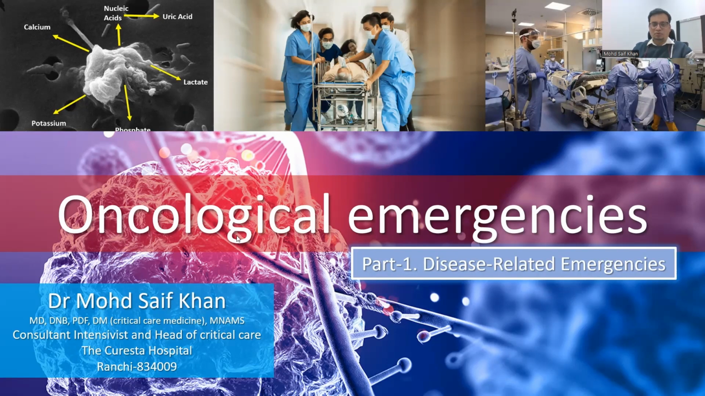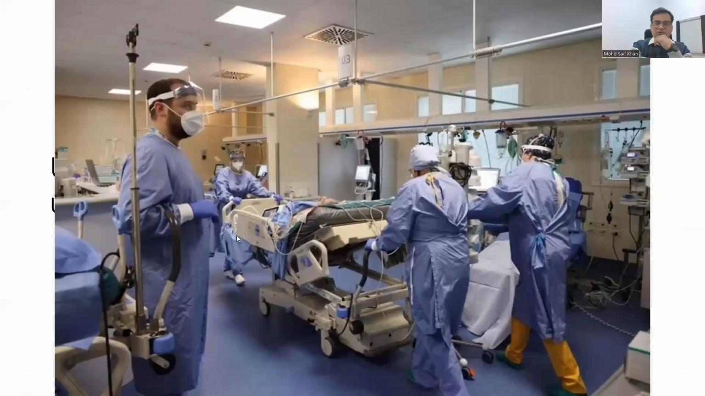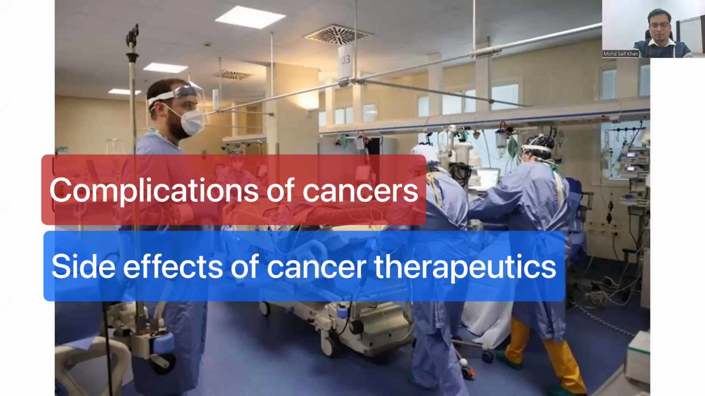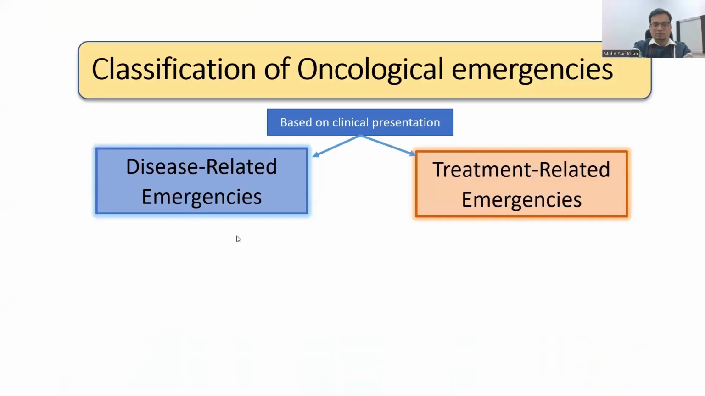More so, up to 20% of ICU admissions may have an underlying cancer diagnosis. Cancer patients may present either as the complications of cancer itself or as the complications or side effects of cancer therapy during the course of treatment. So, there may be two types of oncological emergencies based on clinical presentation. One is the disease related emergency, and another one is the treatment related emergency.